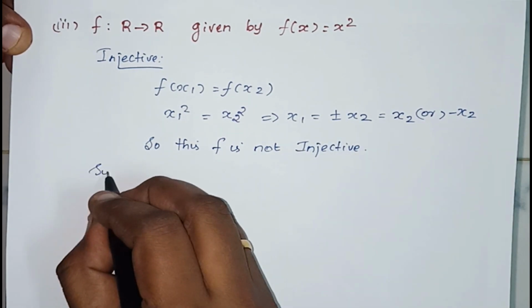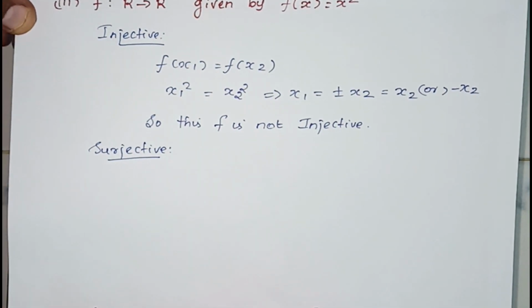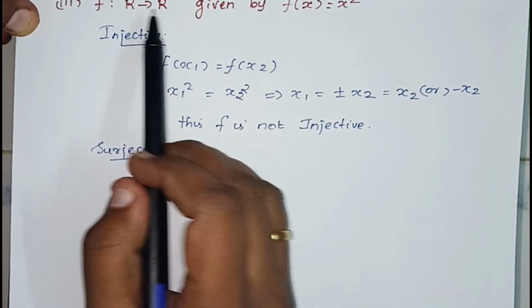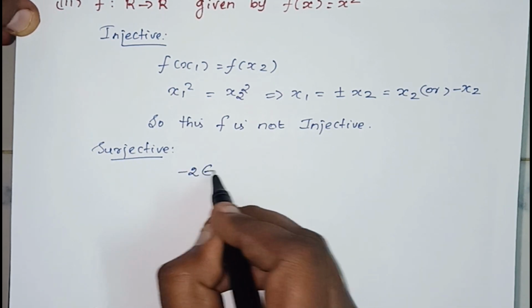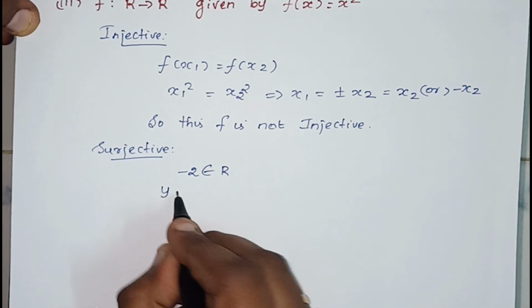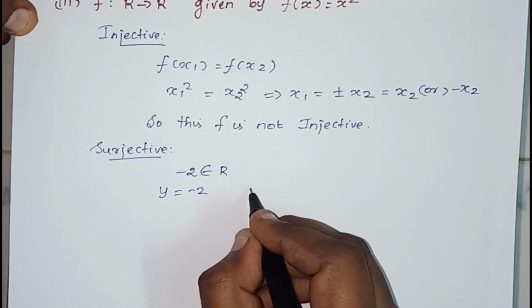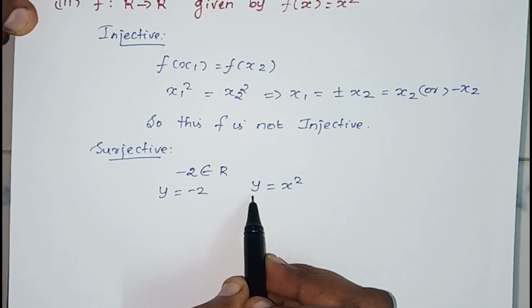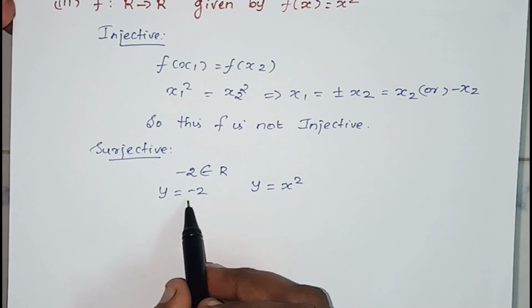Next we need to check the surjective property. What is meant by surjective? Surjective means every element in the codomain should be an image of some x, right? Here both x and f of x are real numbers. For example, -2 is also a real number, right? If y is equal to -2, what is the relation between y and x here? y is equal to x square, right? So if y is equal to -2, there is no such element of x, since any number squared is not equal to -2.